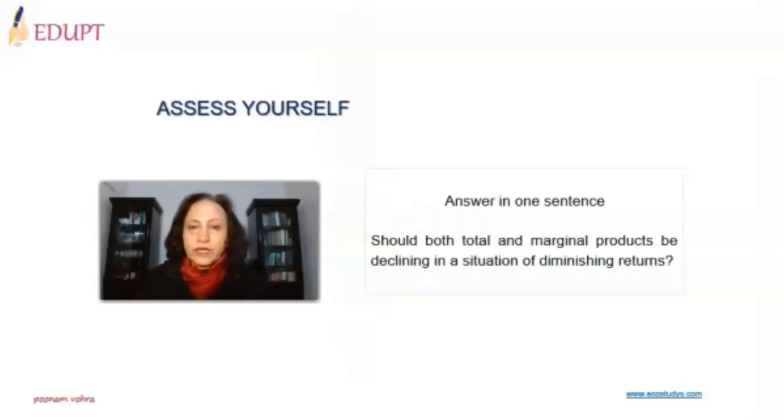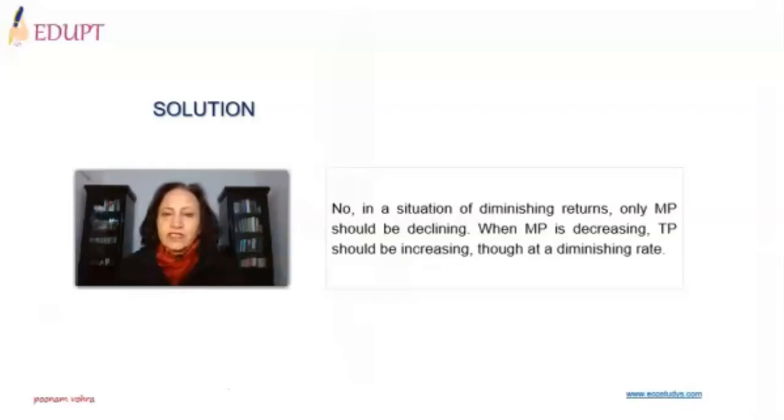Now answer this question in one sentence. Should both total and marginal products be declining in the situation of diminishing returns? Please check your answer. The answer is no. In the situation of diminishing returns, it is only marginal product that declines. And when marginal product is decreasing, total product increases, though at a diminishing rate.